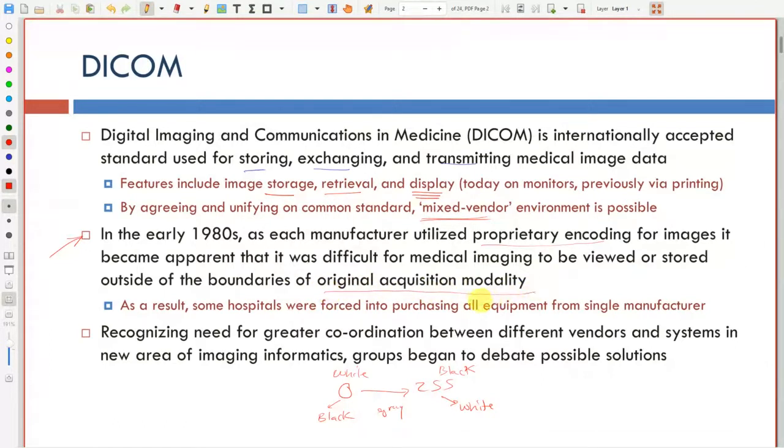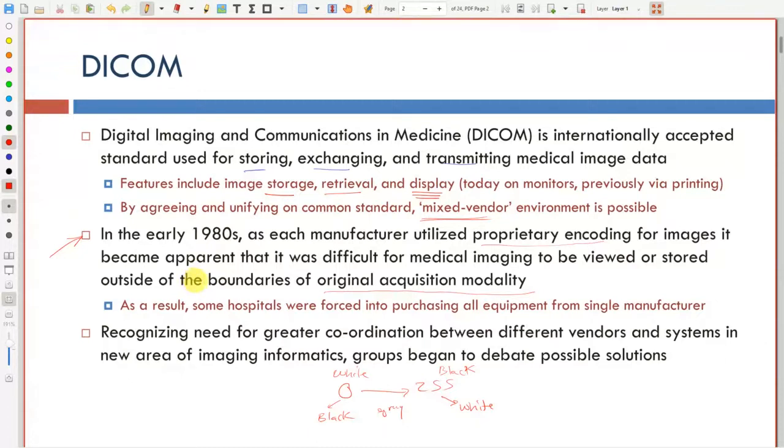Meaning that if you had a CT that was that old, like early 1980s, and you wanted to see that image, for example to examine a certain study from a patient, you had to actually sit at the console of the CT system in order to see that image.